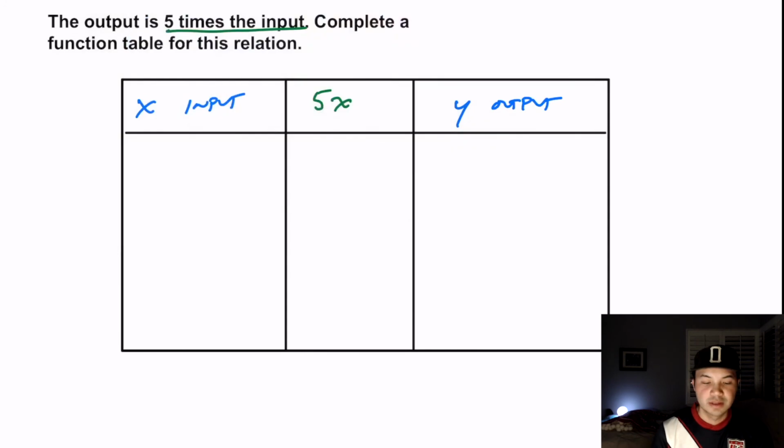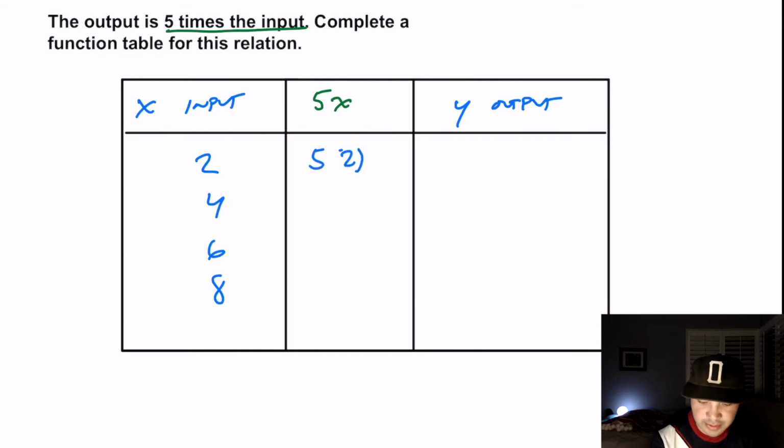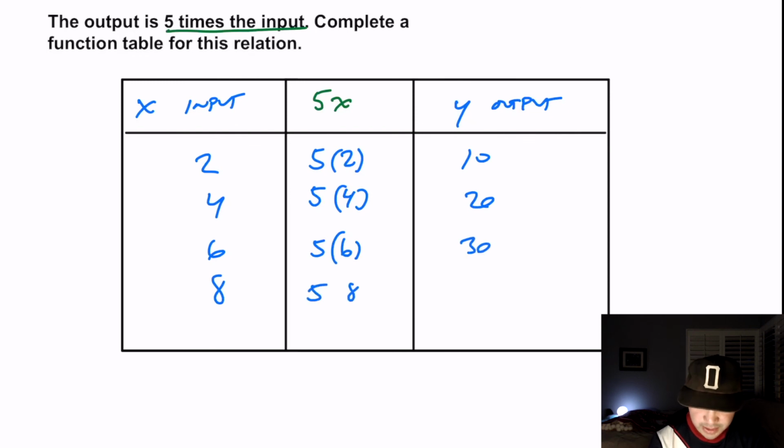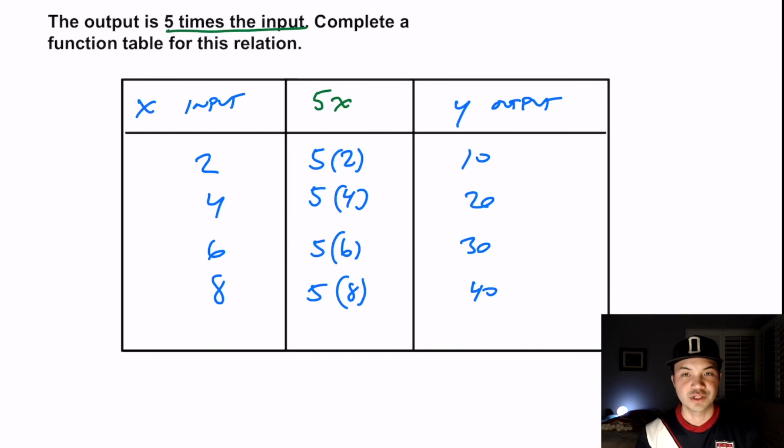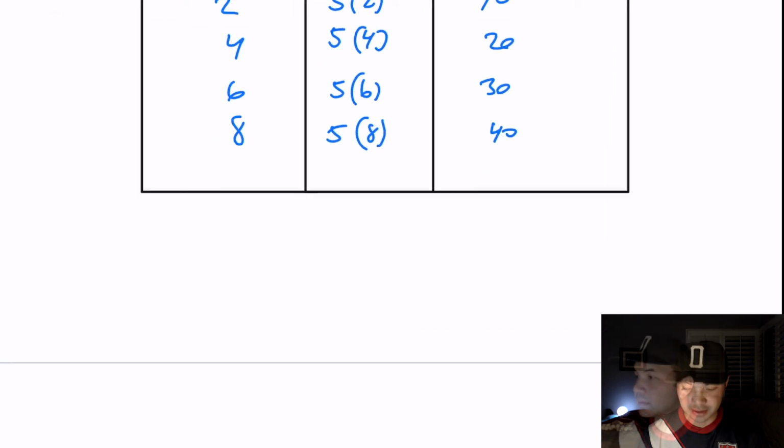All right, so x, I'll pick any numbers. I'll pick 2, 4, 6, 8. Doesn't matter what I pick. 5x, so 5 times whatever x is. 5 times 2 is 10. 5 times 4 is 20. 5 times 6 is 30. And 5 times 8 is 40. And there you have it. That's your function table. And this is your function, 5 times the input x.